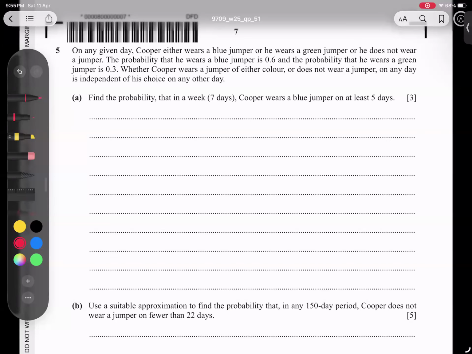Question number 5, students. On any given day, Cooper either wears a blue jumper, or he wears a green jumper, or he does not wear any jumper. The probability he wears a blue jumper is 0.6, and green is 0.3. So blue 0.6, green 0.3, and the third option is that he does not wear a jumper.